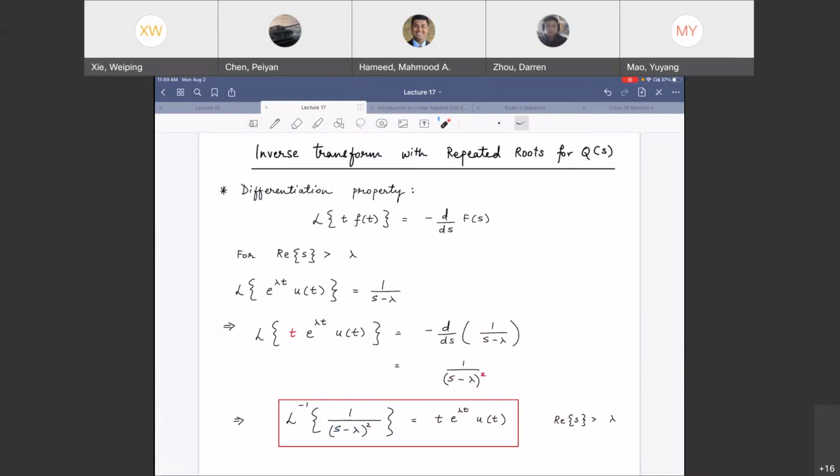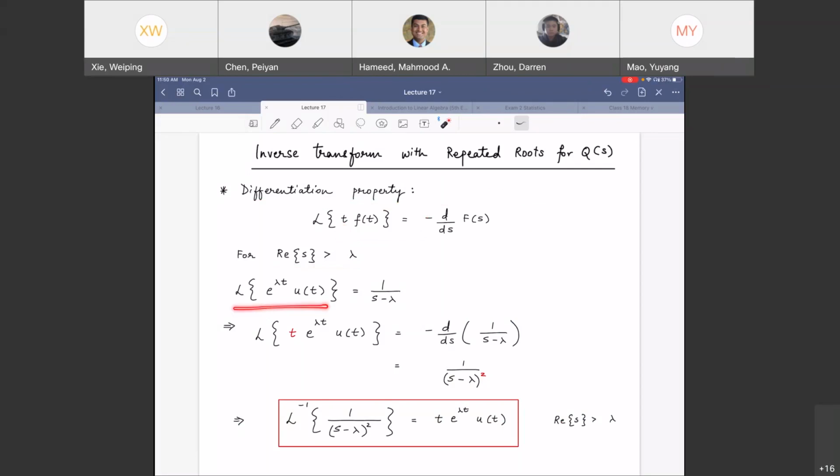Next, inverse transform with repeated roots for Q of s. So we are going to need to do partial fractions where it has repeated roots for the denominator. So the differentiation property is going to help with that. When you multiply the signal in time domain by t, what you're doing in the Laplace domain is differentiating the function in s with respect to s, and you are also multiplying with the negative sign. You have seen this before, right? When we talked about derivatives. And that would apply for real part of s greater than lambda.